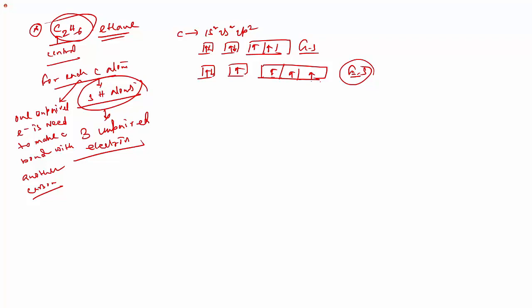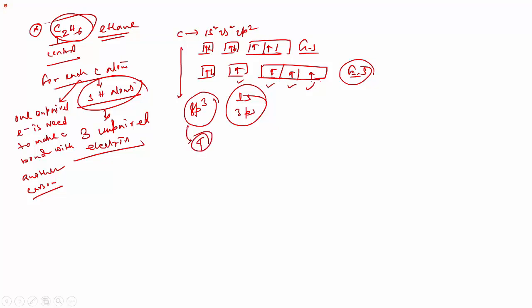So 1, 2, 3, 4: here the carbon will have one s orbital and three p orbitals. So the hybridization will be sp3, and there will be four sp3 orbitals. So this is the carbon. This is another sp3 hybrid orbital, this is another, this is another. This is also an sp3 hybrid orbital, this is also sp3, this is also sp3. Okay.